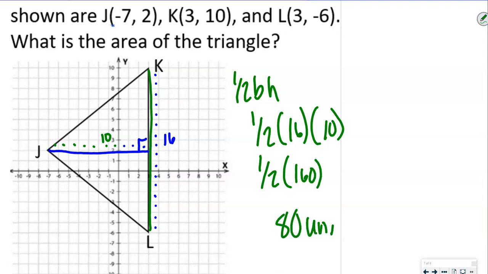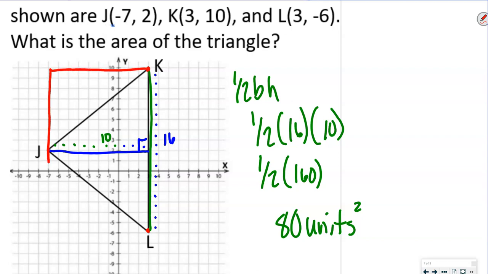Again, units squared. Okay? Now I want to show you all something because when you guys are doing the delta math, it shows a different way to do this. Okay, so what it does is draw a, go to the furthest point over here and the furthest point there and then the furthest point here. And we're actually going to draw a rectangle around all that, okay?